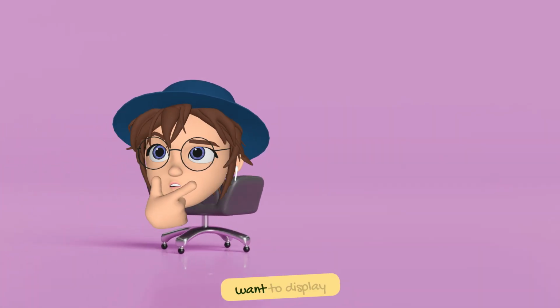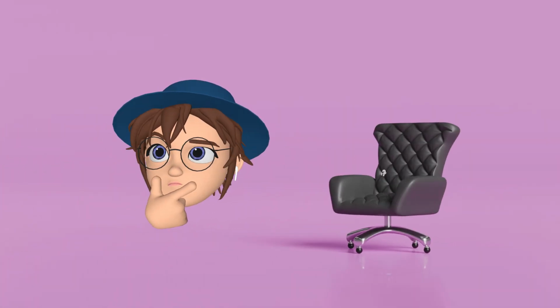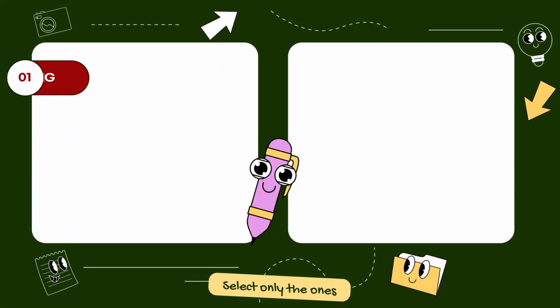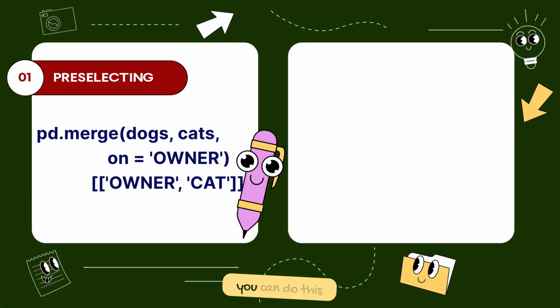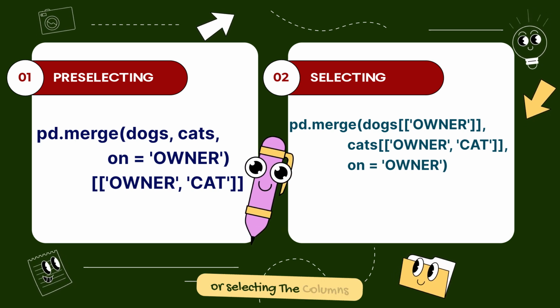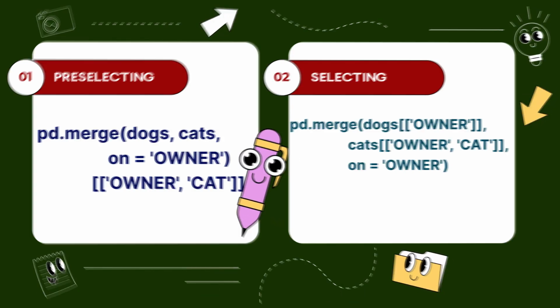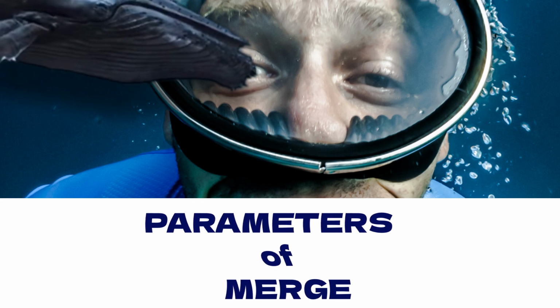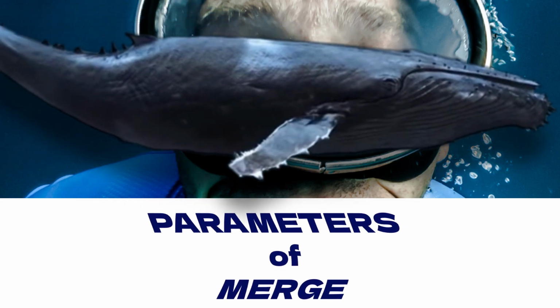What if you do not want to display all the columns? Select only the ones you want to display. There are 2 ways you can do this: pre-selecting the columns or selecting the columns from the output. Let's look at the parameters you might find useful with the merge method.